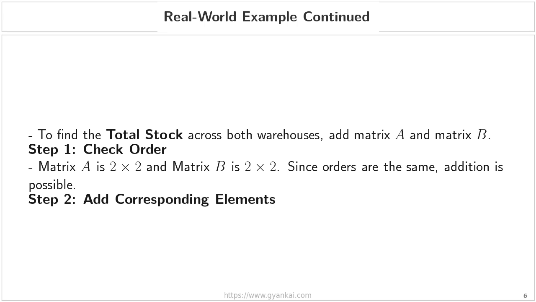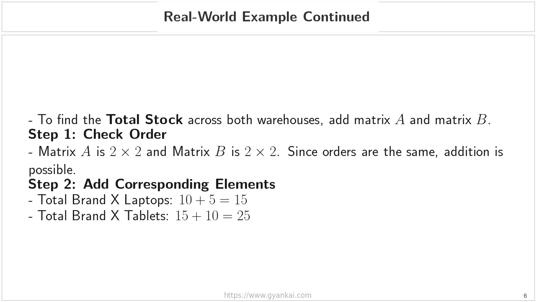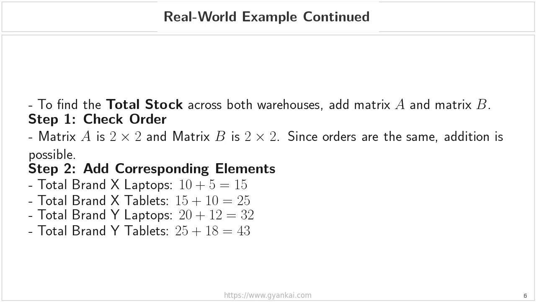Now we move to step 2, where we add the corresponding elements from each matrix. Starting with the first row, for the Brand X laptops, we add 10 and 5 to get a total of 15. For the Brand X tablets, we add 15 and 10, which equals 25. Moving to the second row, for the Brand Y laptops, we add 20 and 12, resulting in 32. Finally, for the Brand Y tablets, we add 25 and 18, which gives us 43. In the next slide, we will see how to place these individual sums back into a final result matrix.